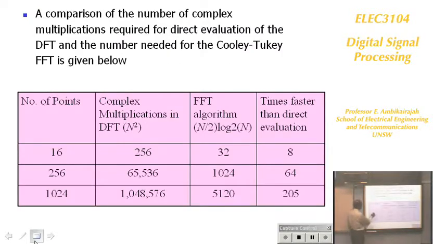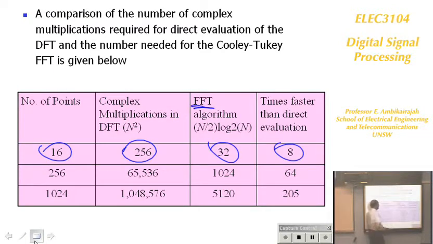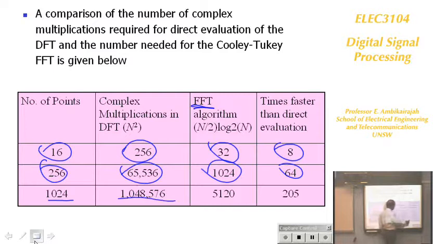Here's the table. I got 16 point DFT. I need 256 multiplication, and FFT only needs 32 multiplication. It's 8 times faster if you use FFT. If you've got 2056 points, it needs 65,000 multiplication, and FFT needs only 1024. It's 64 times faster. If you've got 1024, and it's about 1 million multiplication, it's about 205 times faster.